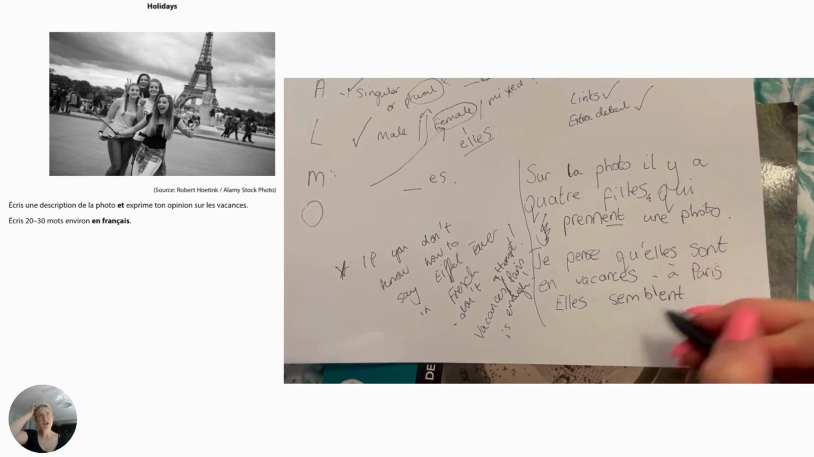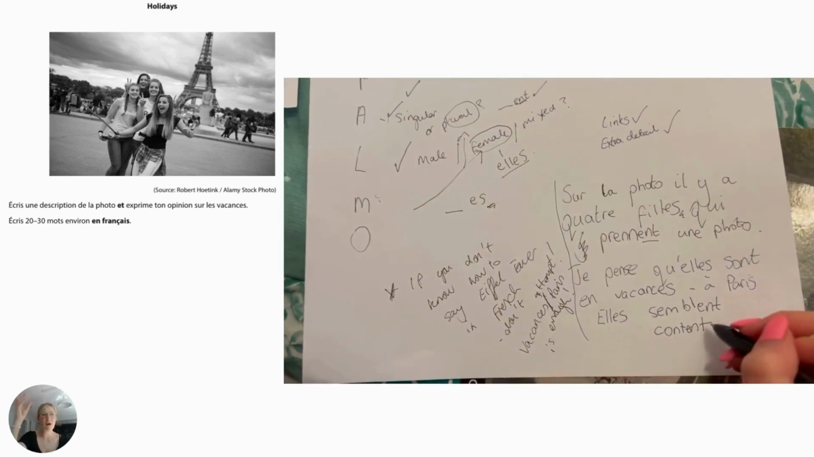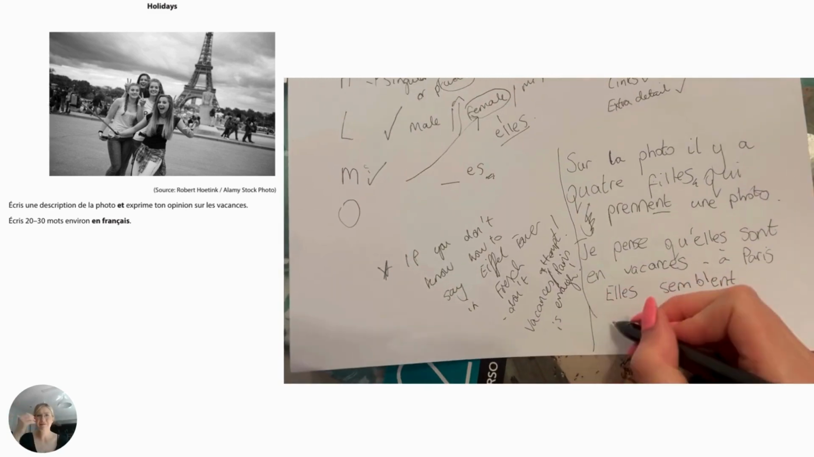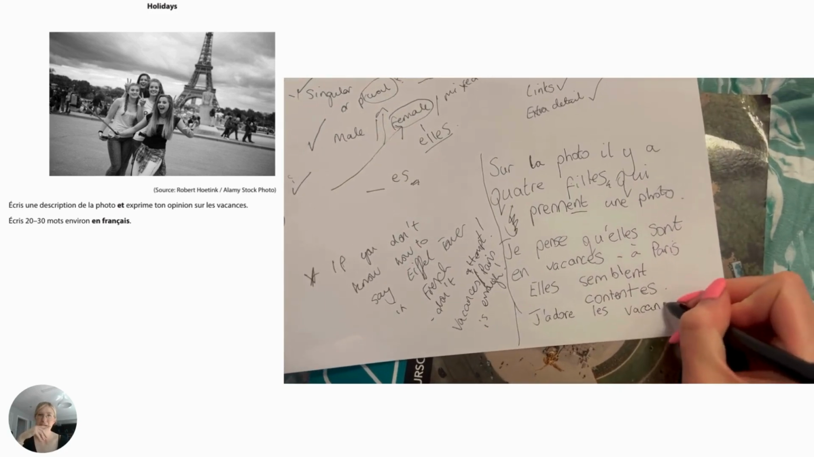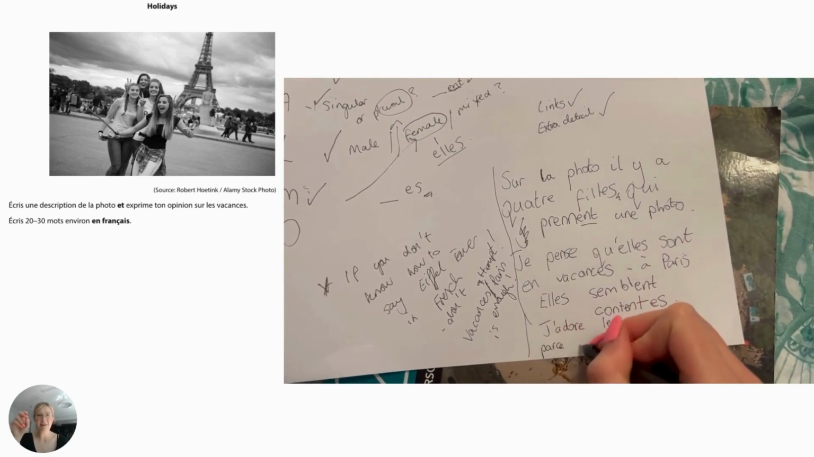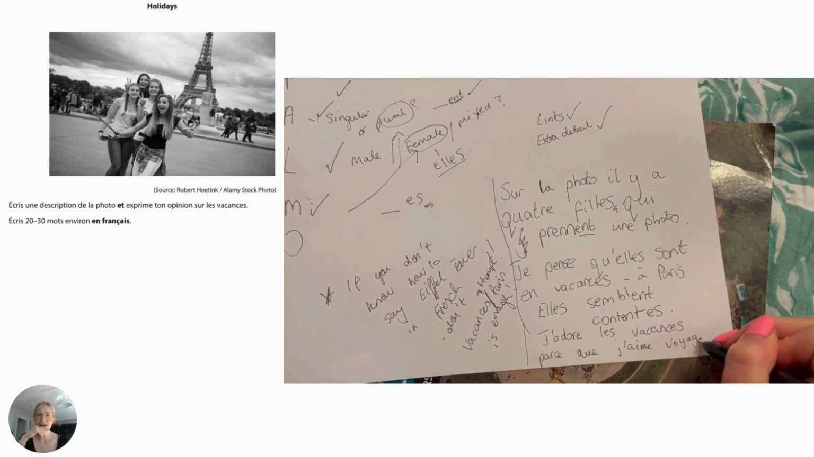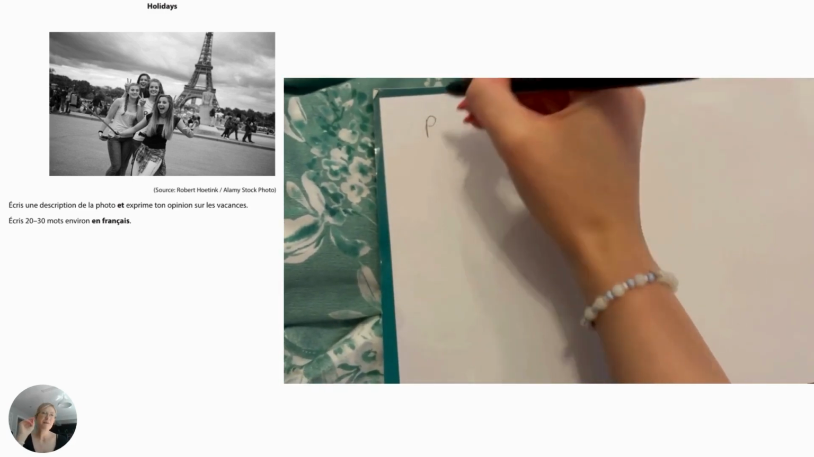It's another thing, like on the first photo I showed you, they were playing with like Lego or something. You're not going to know how to say tower blocks or whatever in French. So don't say it, just say they are playing. Just get rid of any bits you don't know how to say. They seem happy, content. I've added an ES because they're girls. And then I'm giving my opinion. J'adore les vacances parce que j'aime voyager. I love holidays because I like to travel.